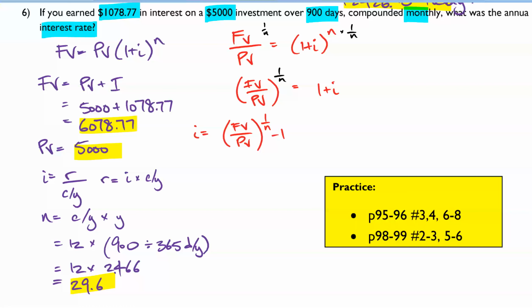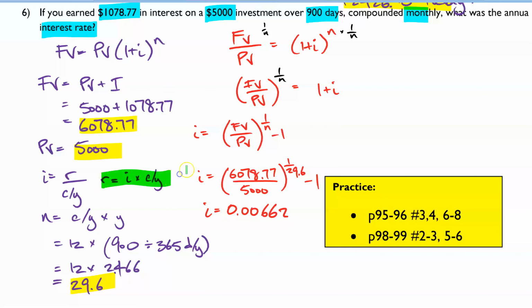And all right, did you get this far? 0.00662197968, all that stuff is a part of it. But I'm trying to get R. Okay, so let's plug it back into the formula over here, and let's get R right there. Okay, we got to use this formula. R is equal to I times your CY, right?